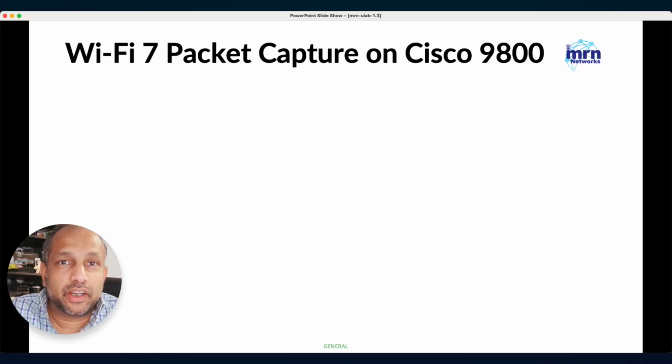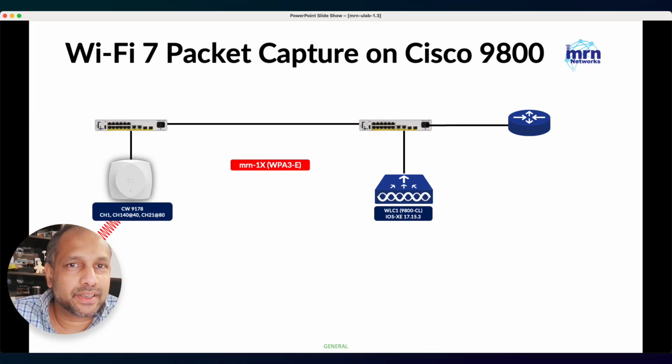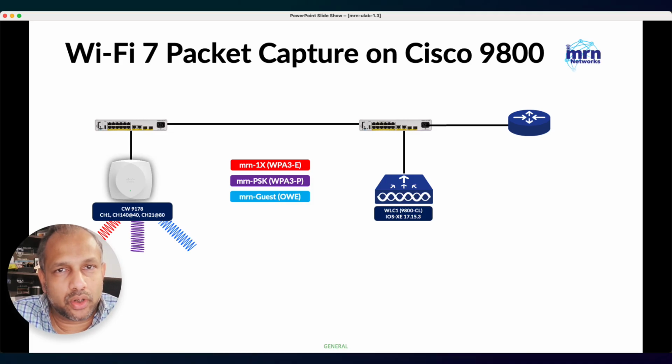Hi everyone. In this video, let's look at packet capture on a 9800 platform specific to Wi-Fi 7. The setup is, I have a test controller, Cisco 9800 cloud version, and I have a Wi-Fi 7 access point. I have a few SSIDs configured: one with 802.1X, one with WPA3 personal, and the other one is OWE.